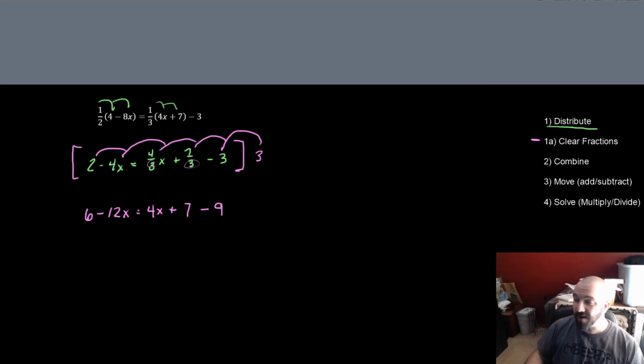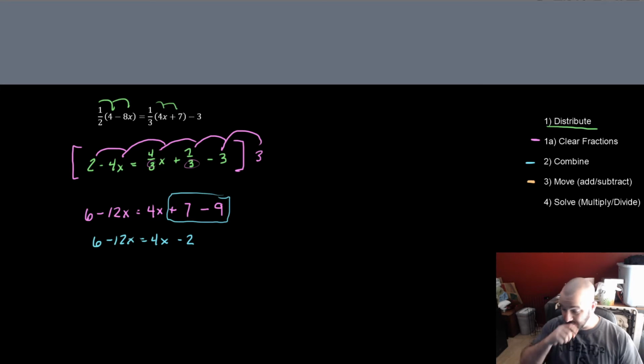Now that I've got all my fractions out, I look to combine things that I can. And I do this on each side separately. So I notice that now I can combine these two things, and life is good. So 6 minus 12x is equal to 4x. A positive 7 minus 9 gives you a -2. Then I start moving stuff around.